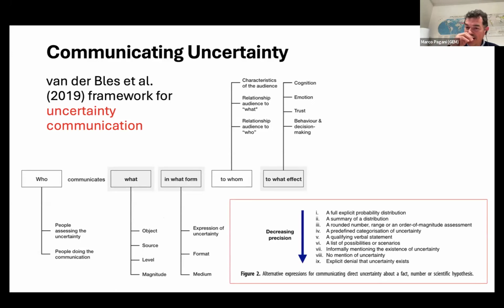And again, as in the case of risk, in the communication of uncertainty there are different ways of expressing uncertainty with decreasing precision. So you can be extremely precise and, for example, communicate uncertainty through a probability distribution, but on the opposite side, you can simply communicate uncertainty by explicitly denying that uncertainty exists. Clearly, in that case, there's basically no uncertainty at all.